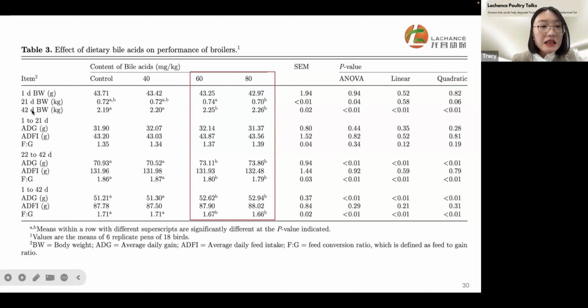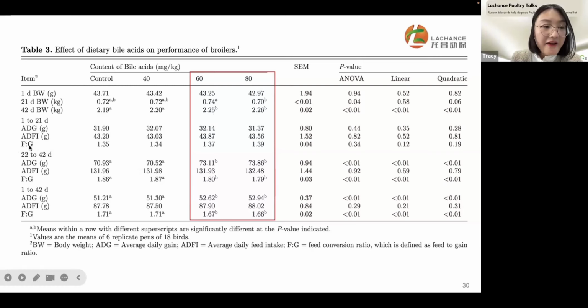And this is the body weight of 42-day-old broilers. Also you can see these 2 groups. After adding bile acids, the body weight of 42-day-old broilers were increased from 2.19 to 2.25 and 2.26.